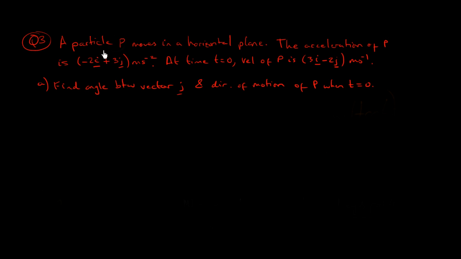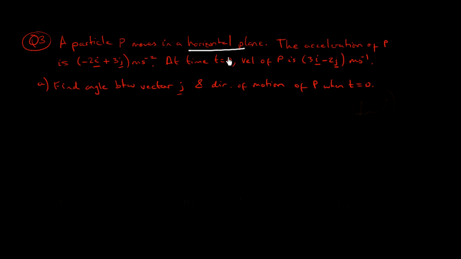It says there's a particle P that moves in a horizontal plane. That's useful because it means we are moving in a plane, and therefore we are always in the x and y coordinates, so we don't have any z's. In other words, we have i and j vectors, and we don't have z vectors in this question, which is good. Not that it's much more complicated, it just means that sometimes we get 3 simultaneous equations to solve instead of 2.